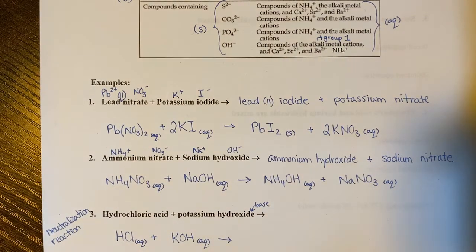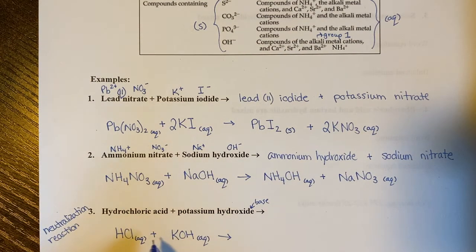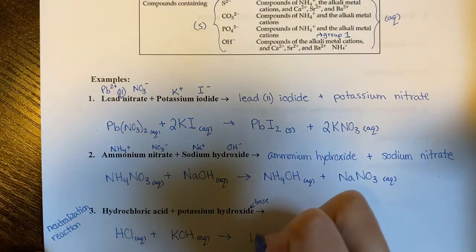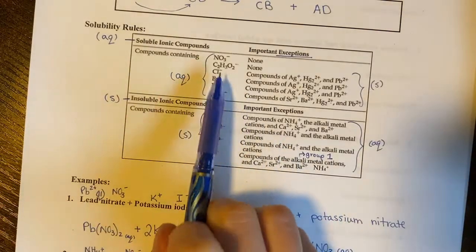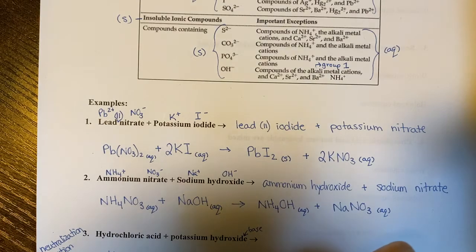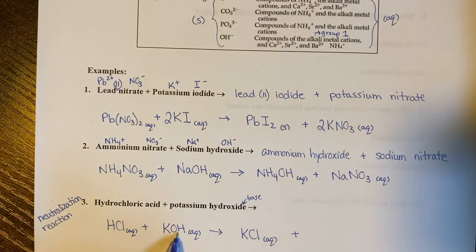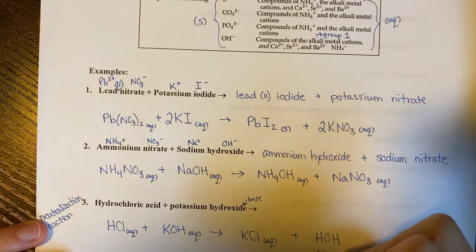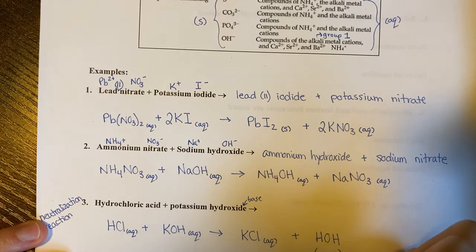We're going to crisscross, or not crisscross, but we're going to swap our hydrogen and our potassium. So these are the positive halves of these compounds, so hydrogen and potassium, to give us potassium chloride. So we're going to get KCl. Again, Cl is part of the aqueous group, and potassium is not an exception. So this is going to be aqueous. Plus HOH, okay, which we can write out as water, so just H2O.